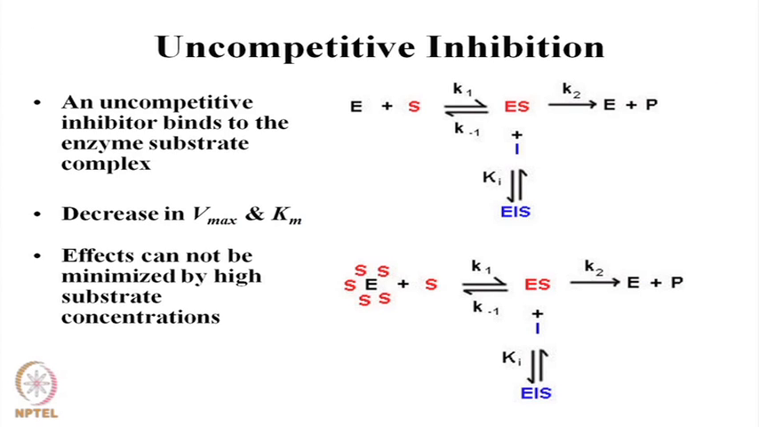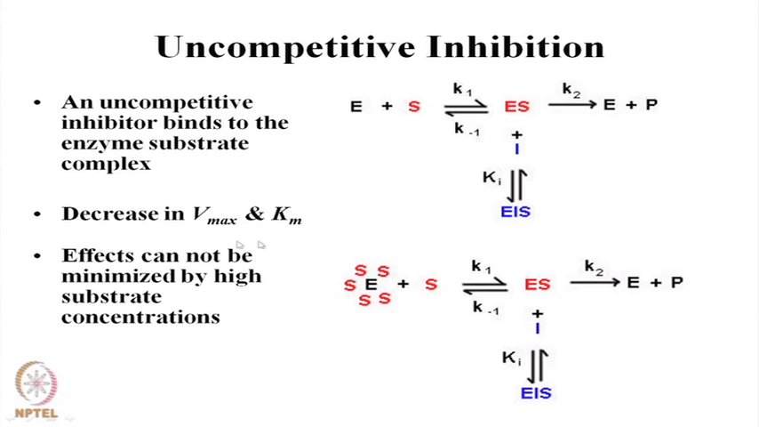Next is uncompetitive inhibition. Okay, what is uncompetitive inhibition? Your uncompetitive inhibitor binds to the enzyme substrate complex. It does not bind to your enzyme. So what happens is that once the enzyme substrate complex is formed, it has two options. Either it will go this way to produce your product, or it will move this way to give rise to enzyme inhibitor substrate complex, sometimes called ESI or EIS.